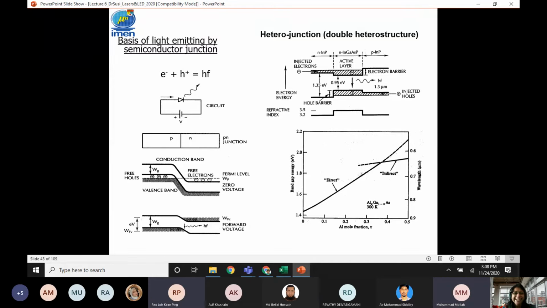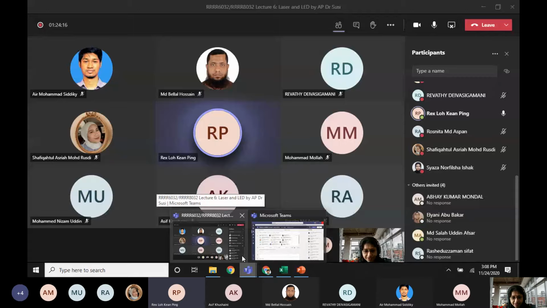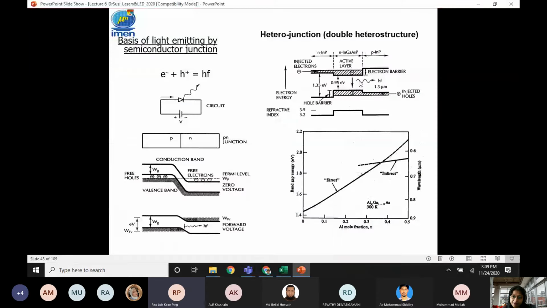Doctor, regarding the heterojunction, do we need to do some Fresnel reflection to reflect back the light within the active layer? Come again, Rex? Do we need to do some activity like Fresnel reflection in order to reflect back the light? No, Rex, this is just the selection of the material.